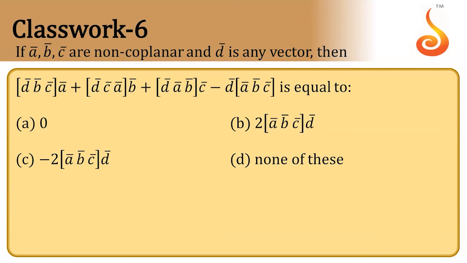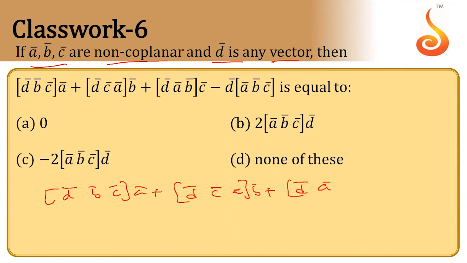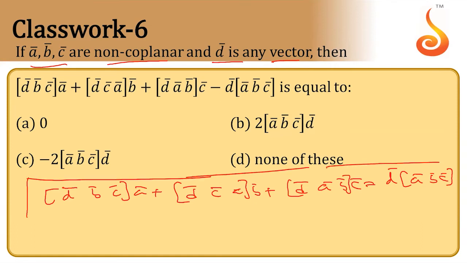Okay, now A bar, B bar, C bar are non-coplanar, and D bar is any vector in the plane of this one. This is one standard property, which we already did previously. A bar plus... box DCA times B bar, box DAB times C bar equals D into box ABC. This is already proved previously. Just note down the formula. This is one formula.